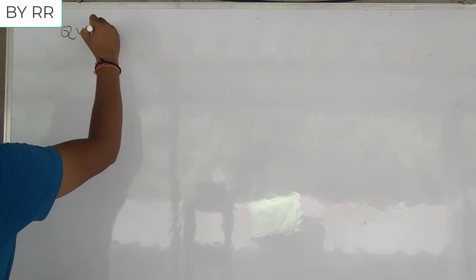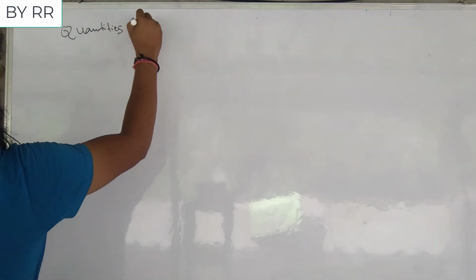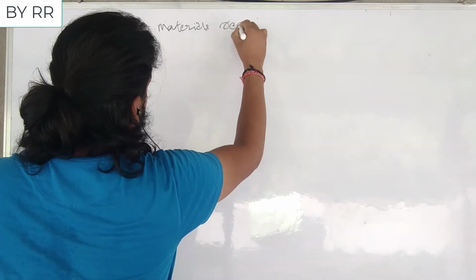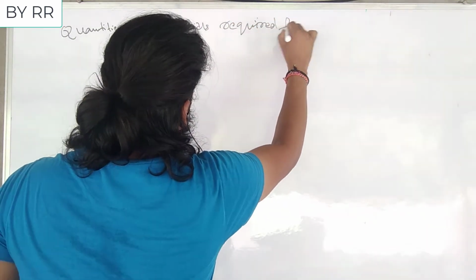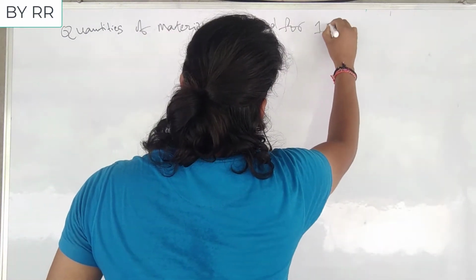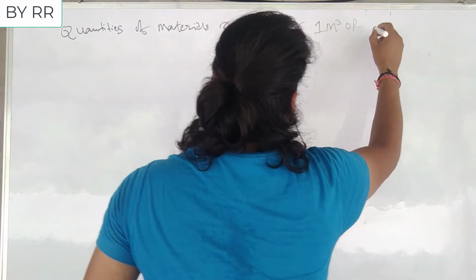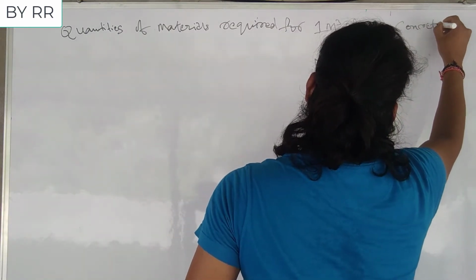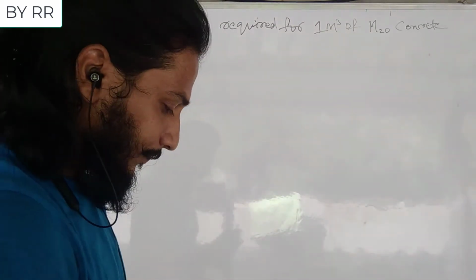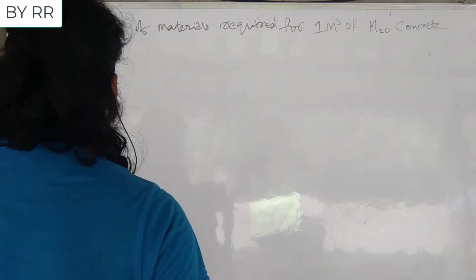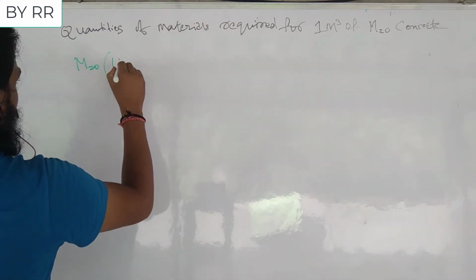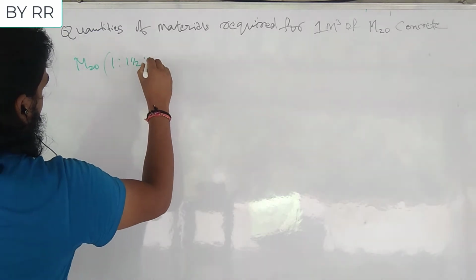Today we are going to find the quantities of materials required for 1 cubic meter of M20 grade concrete. So M20 grade means the ratio 1:1.5:3.